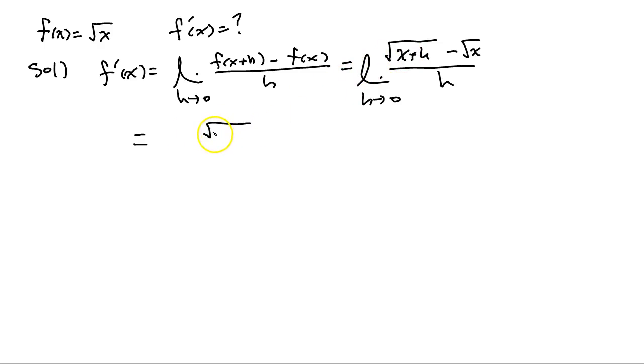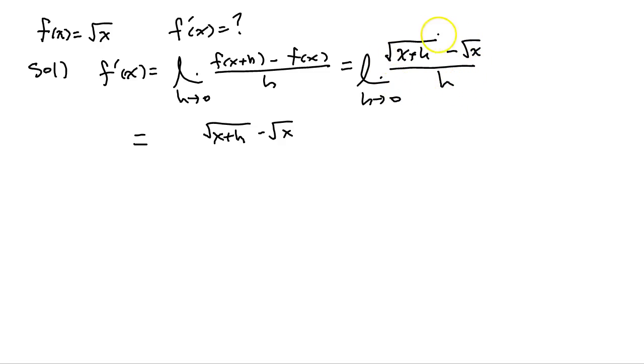Square root of x plus h minus square root of x. If you see square roots and you get a 0 over 0 type, you're supposed to multiply the conjugate. That's how you simplify it. Why is this a 0 over 0 type? If you plug in 0 for h, top and bottom, the top becomes square root of x minus square root of x, which is 0. And the bottom is also 0. So this is a 0 over 0 type indeterminate.